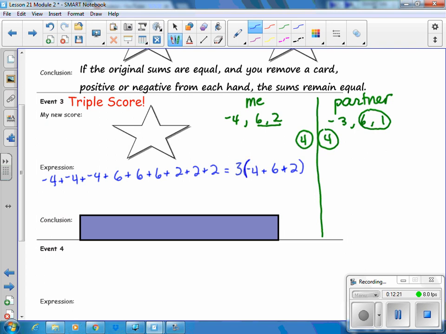So finding the answer, we have -4 plus 6 plus 2. We've already done that math, and we know that the answer is 4. So 3 groups of 4 would equal 12. So let's put down that this is equal to 12.